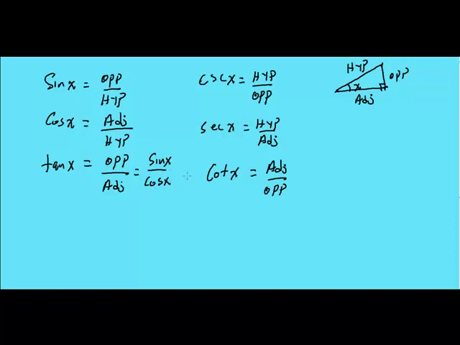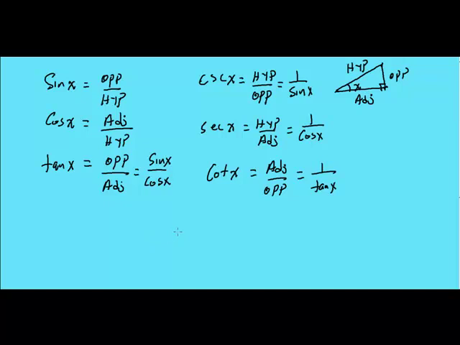Now if you look rather closely here, tangent is nothing more than sine over cosine. That's another way of saying opposite over adjacent. And cosecant is nothing more than 1 over sine of x. All you have to do is flip the sine to get cosecant. And then secant is nothing more than 1 over cosine of x. So if you flip the cosine, you're going to get secant. And then finally, cotangent is nothing more than 1 over tangent. So when you flip the tangent, you're going to get cotangent. And pretty much that is the unit circle. Those are the definitions.